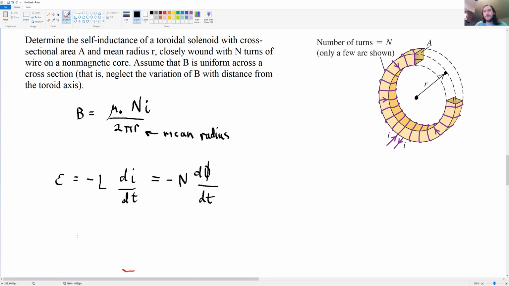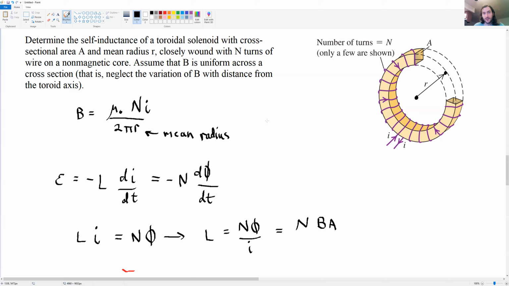And I want to drop the time derivative again. So that's usually what we do when we look at these inductors. So if I drop the time derivatives on both sides, I end up with an expression like this, and we solve for L here: N phi over I. And then we substitute phi is B times A. We can do this simple substitution of phi equals B times A because we're told to assume that the magnetic field is uniform across the cross-section of the torus.